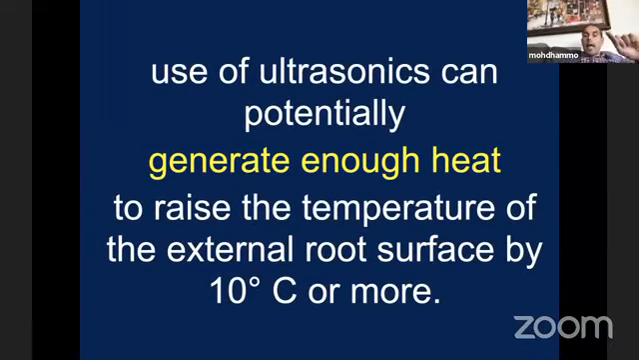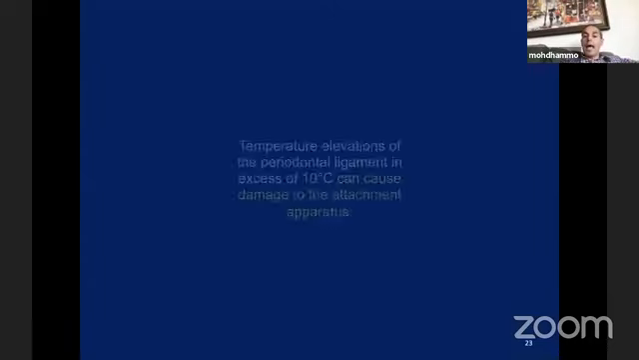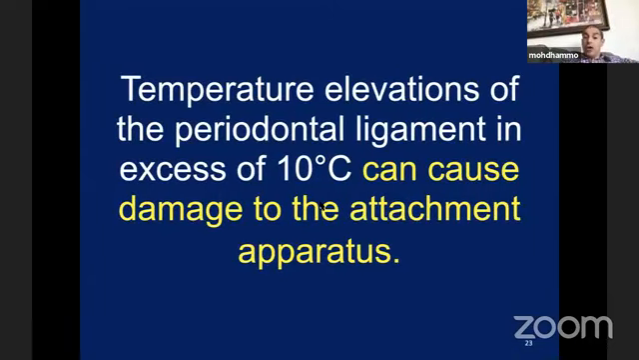Because of this, I like to add another important issue. While you are using the ultrasonic tip, you should remember that it might generate heat. So use of ultrasonics can potentially generate enough heat to raise the temperature of the external root surface by 10 degrees or more. And temperature elevation of the periodontal ligament in excess of 10 degrees can cause damage to the attachment apparatus and might cause necrosis of the bone.